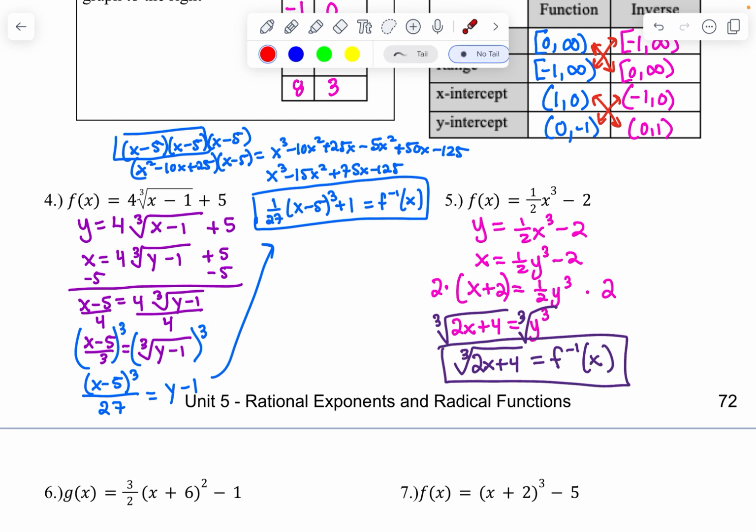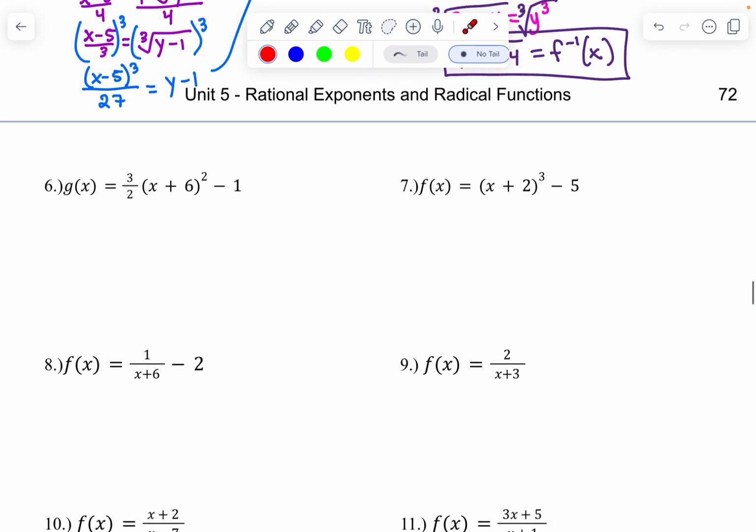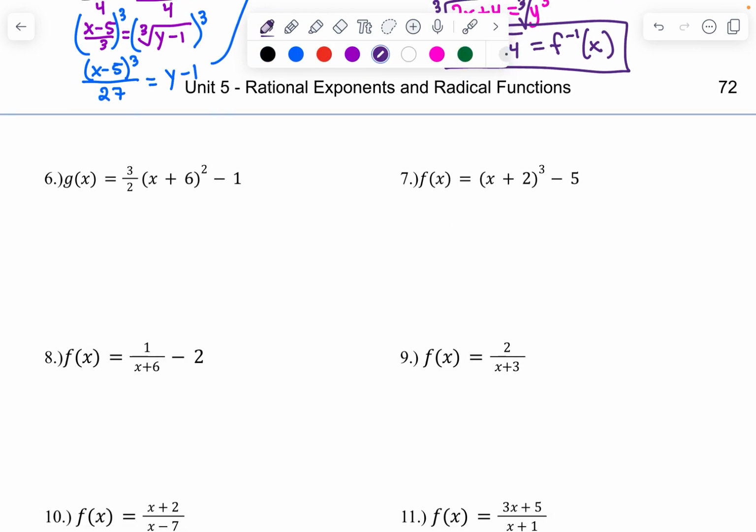So if you have a cube root, its inverse is the cube raised to the third power. If you start with a cubic polynomial, its inverse is the cube root. Powers and roots are inverses. All right, number 6. So again, we start by swapping that g of x, rewriting as y equals, and then we're going to switch our x and our y and resolve for y.